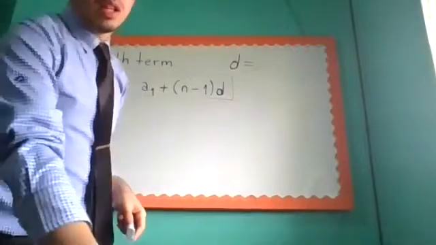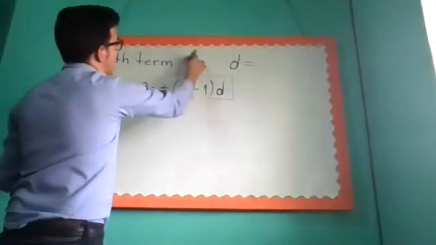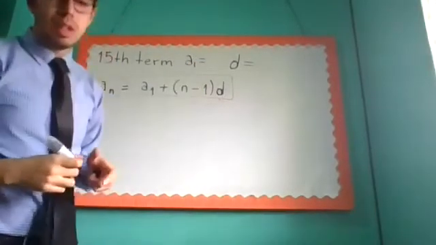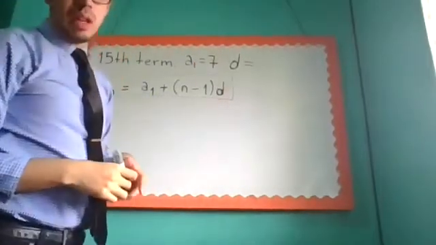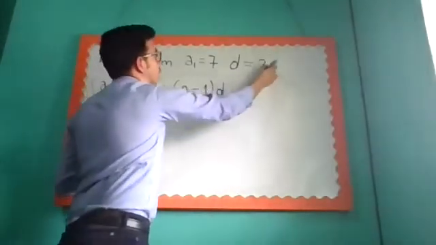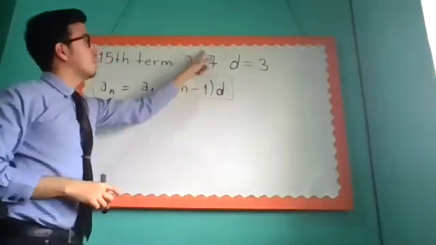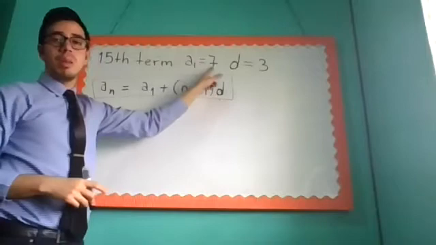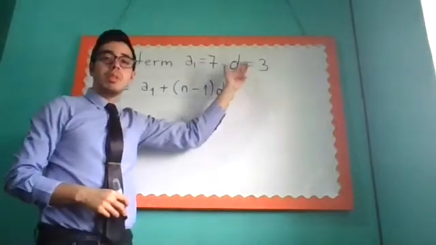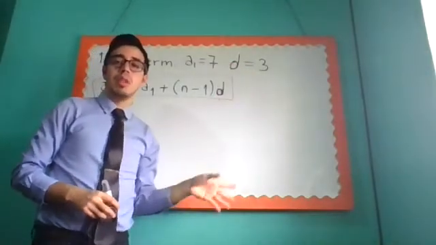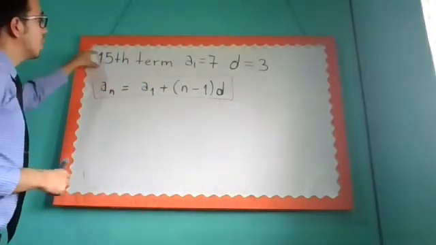The sequence you have is only one term. A1 is equal to 7. And they give you that the common difference is 3. In this example, you cannot obtain the common difference because you only have one number. You only have that A1 is 7. So how can you use this? They are going to give you the common difference if you don't have the way to find it. We only need to replace in the formula to obtain the 15th term.